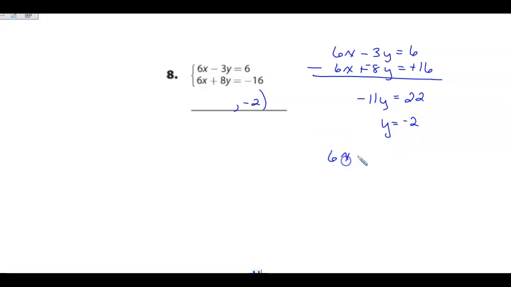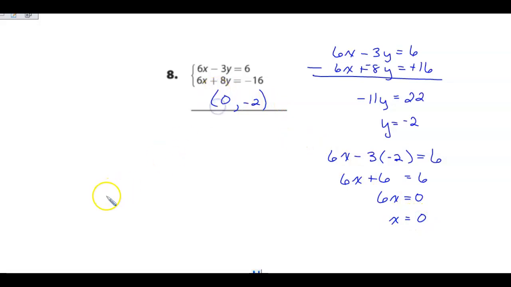So we have 6x minus 3 times negative 2 equals 6. Negative 3 times, well, we can do it this way. Add 6. Subtract 6 from both sides. Divide 6 from both sides. And we get 0, negative 2. Remember, if the numerator is 0 and we're dividing by a whole number, our answer is always going to be 0.